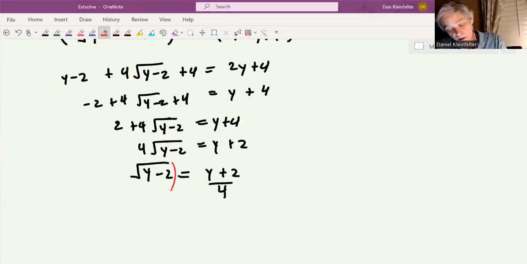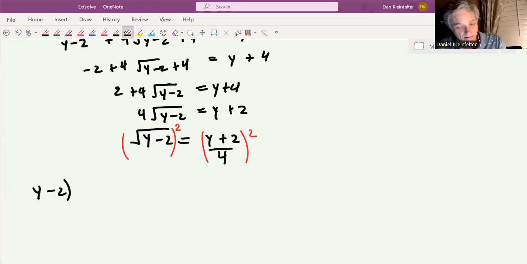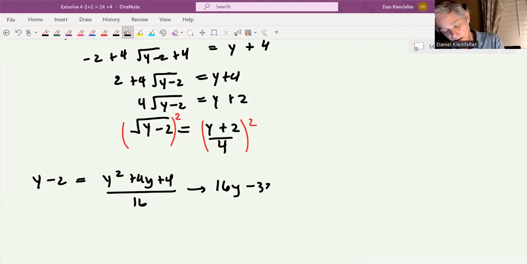So at this point, we'll go ahead and square both sides. So that will give us y minus 2 on the left side. I guess the parentheses are not needed. Here on the right side, up top, we'll have y squared plus 4y plus 4. And then that's on top of 16. Let's multiply both sides by 16 to clear the fraction out. So we'll have 16y minus 32 is equal to y squared plus 4y plus 4.